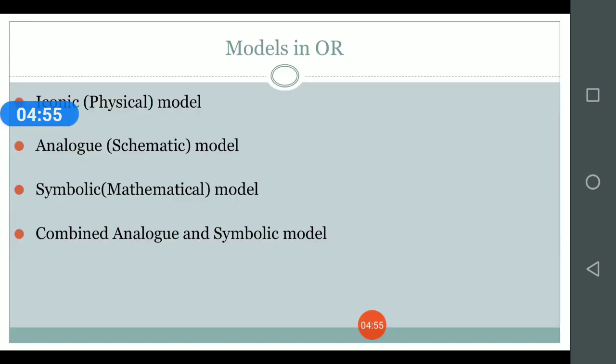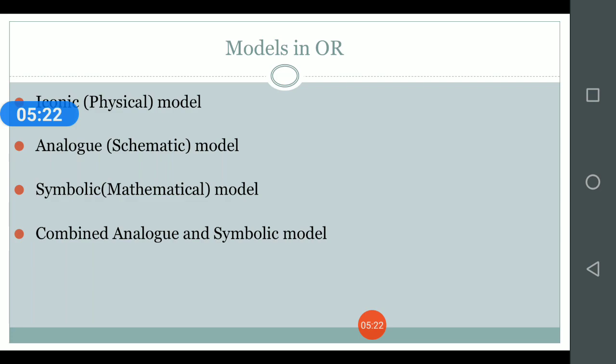Talking about the different models of operations research, how operations research mathematical models are formulated. The first type of model can be termed the iconic model, which is also termed the physical model. With an iconic or physical model, we try to convert our actual business problem into a smaller model and then analyze it accordingly.